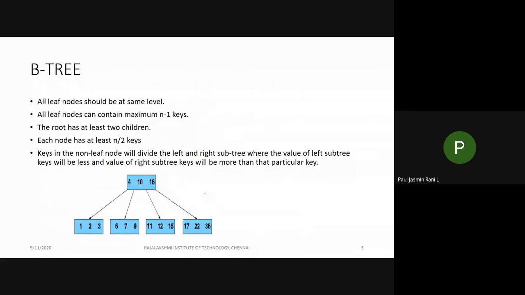But in the case of a B tree, according to the order of that particular tree, you can have that many branches. So that we call a B tree. So why do we go for a B tree?